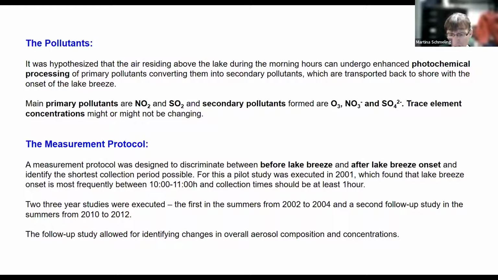The good thing about the follow-up study was that we could see whether there are changes in aerosol composition and also in concentrations. And it is quite interesting, and you will find that there are some interesting patterns which change over the years as well.